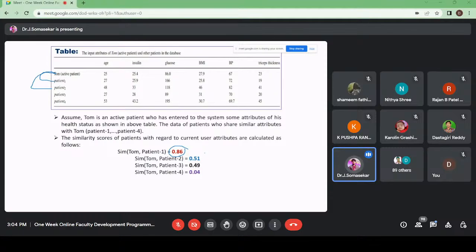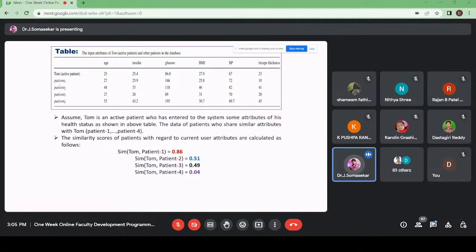Now, as you can see here, what is the highest similarity? 86%. The rest of the values are less than 86%. That means there is a huge similarity between Tom and patient 1. Tom's age is 25 and patient 1's is similar. Insulin level is also close. Glucose level has a little bit of variation, and BMI, body mass index, is also similar. BP level is almost close, and the fat level is also almost close. Because of that reason, we got a similarity between Tom and patient 1 of 86%.